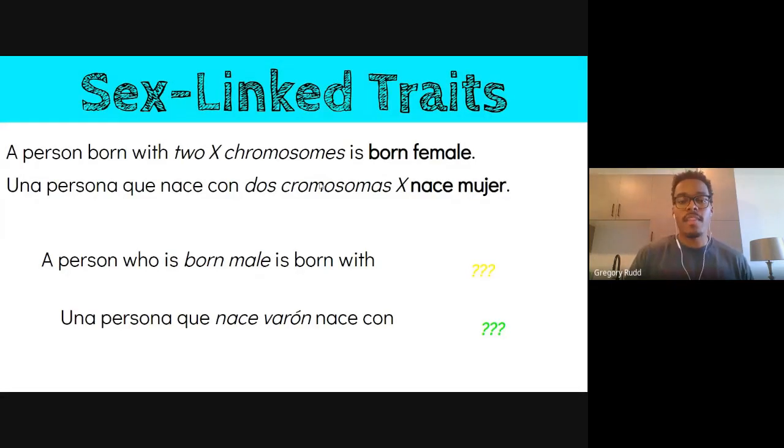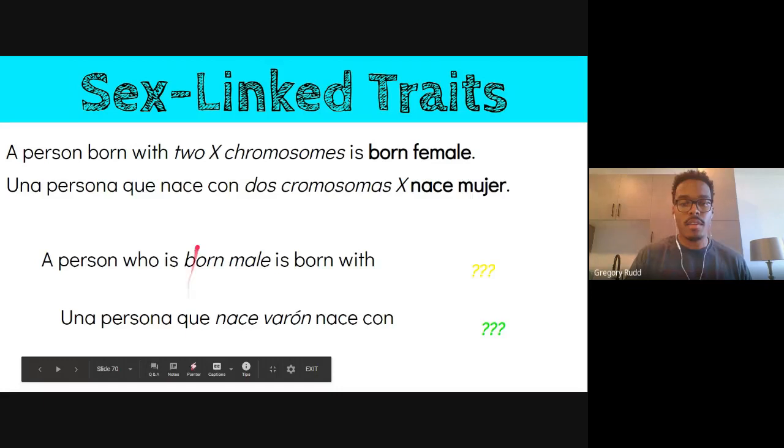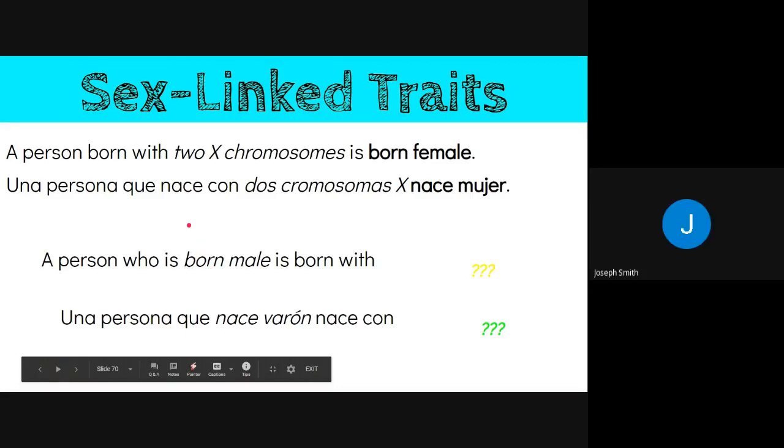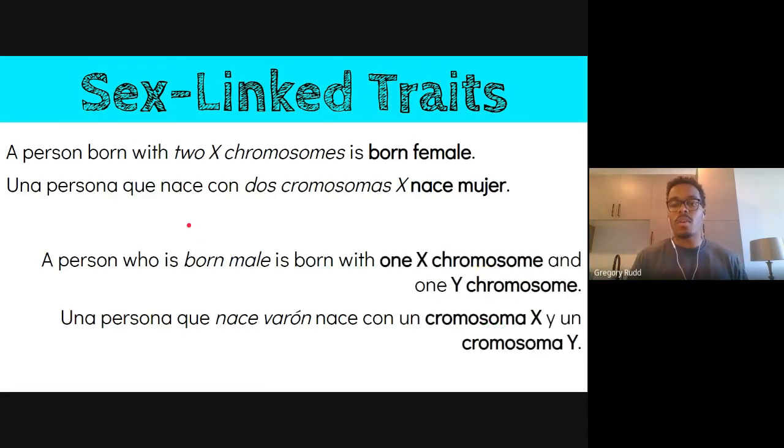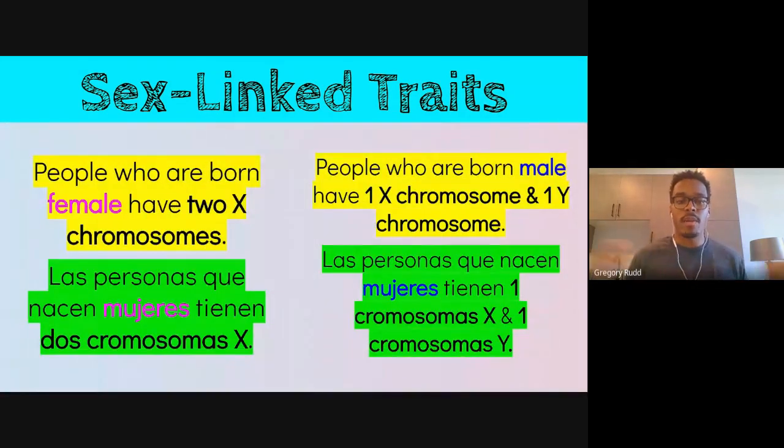So that means in the other case, a person who is born male must be born with what chromosomes? What do we think? X and Y. Exactly. They have 1 X and 1 Y. Good job. So this is what you should write down. People who are born female have 2 X chromosomes. People who are born male have 1 X chromosome and 1 Y chromosome.